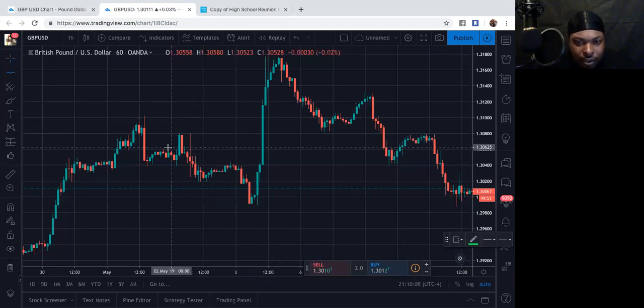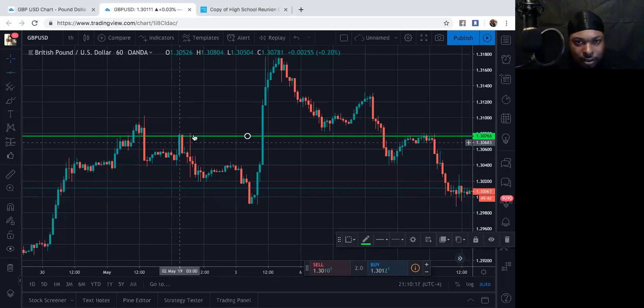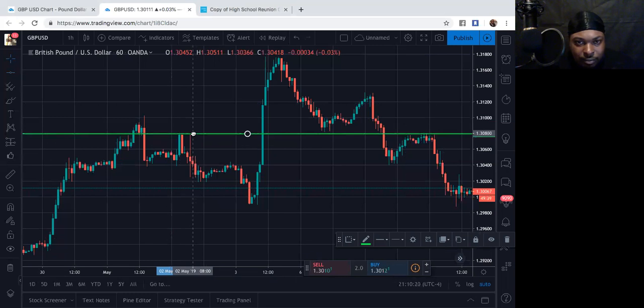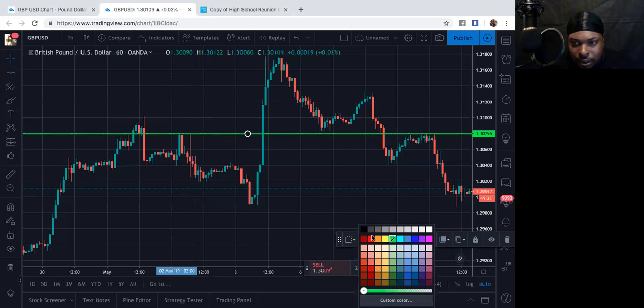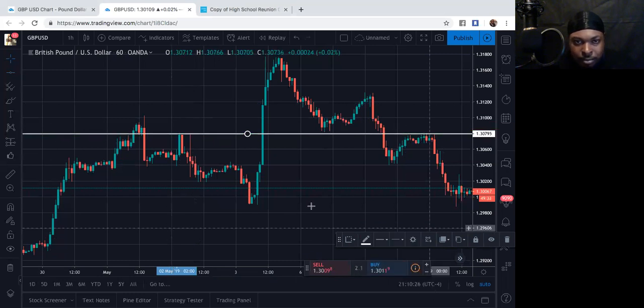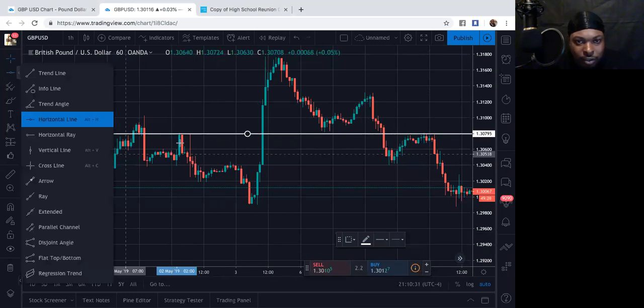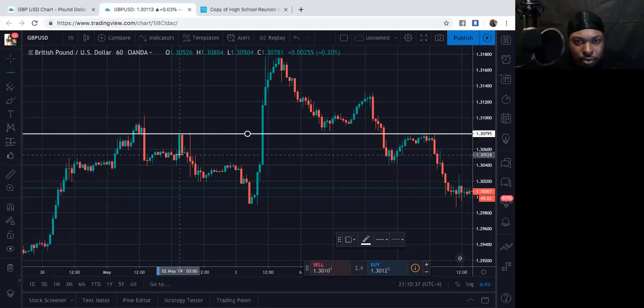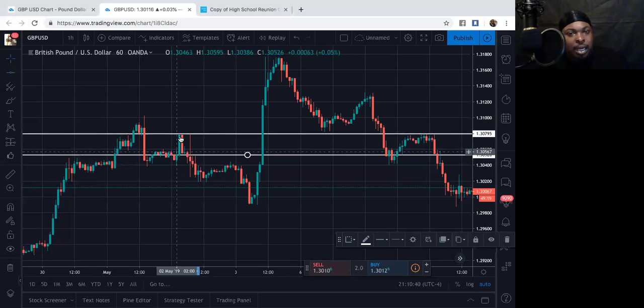I want to find that 3 a.m. candle, which is right here. This 3 a.m. candle is right here. So I'm going to stick my line right there. I want that one to be white, so we change the color. Boom. I'm going to make one at the top of the candle, then another horizontal line at the bottom of the candle. Right here. Boom. That's my 3 o'clock candle.